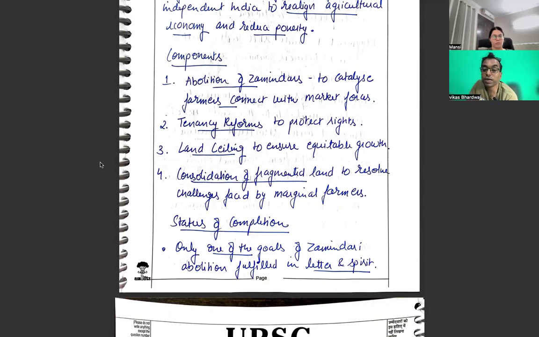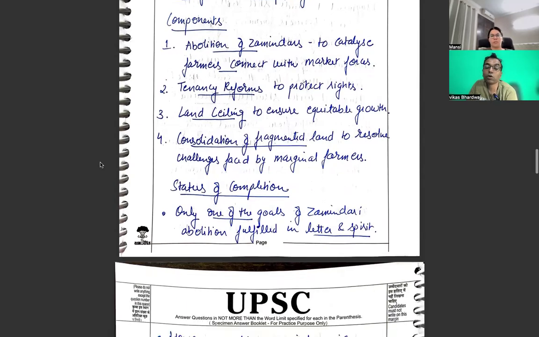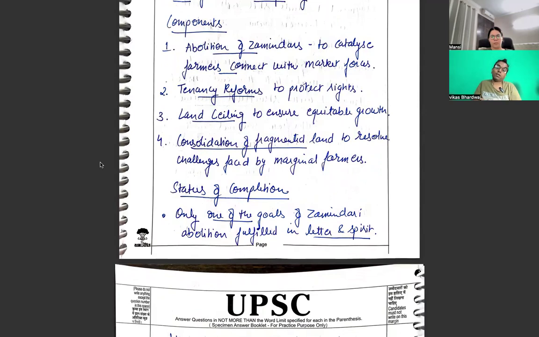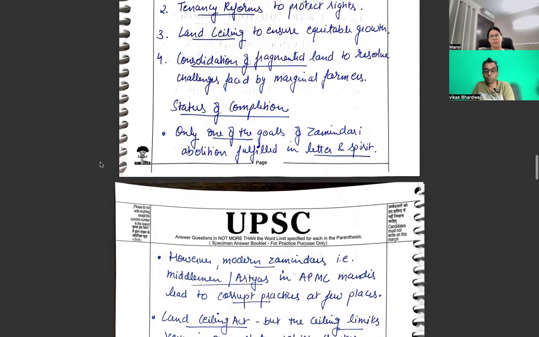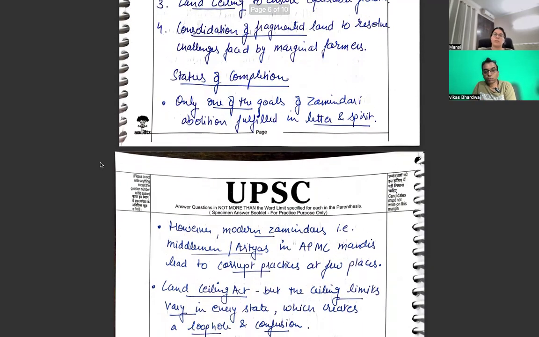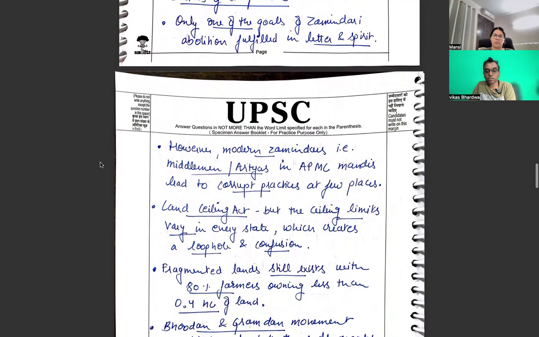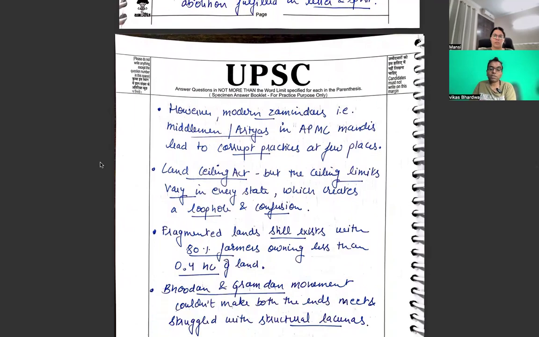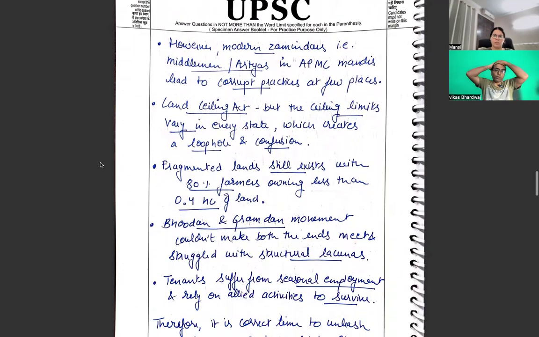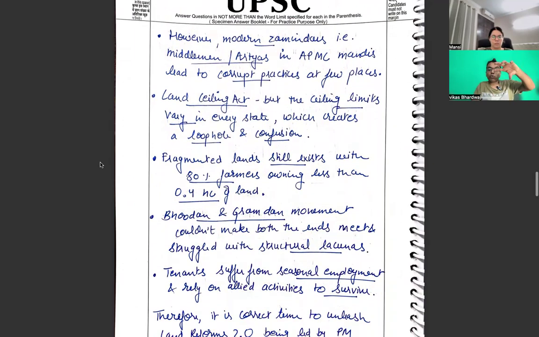Consolidation of fragmented land to resolve challenges faced by marginal farmers. Efforts made by central governments and also by programs like Bhoodan or Gramdan. Status of completion: only one of the goals, zamindari abolition, fulfilled in letter and spirit. However, modern zamindari, that is middlemen, arhatiyas in APMC mandis, led to corrupt practices at few places. Not few places, it is a bit more. You can rephrase that modernization is taking place in APMC. That is why it can also be the opposite.